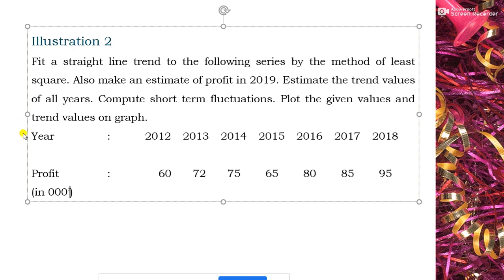Profit in thousands. So year 2012 to 2018 and the profit. So 2012 60, 2013 72, 2014 75, 2015 65, 2016 80, 2017 85 and 2018 95. So this is the question.